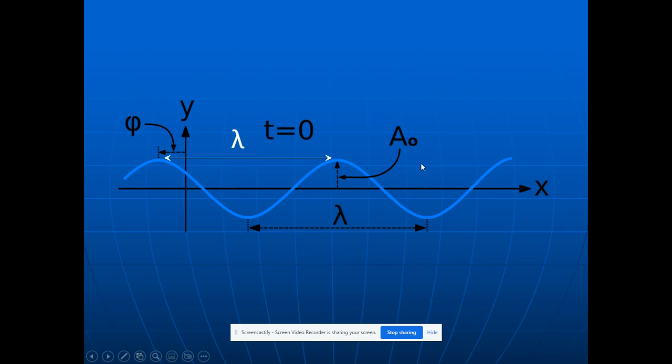Okay, so let's go back to this so we can see some of these things. These are the crests right here.